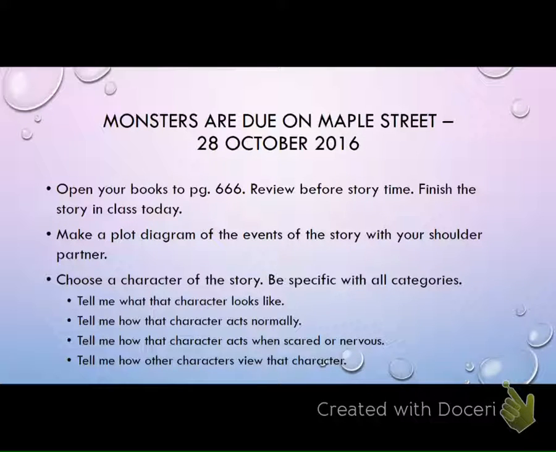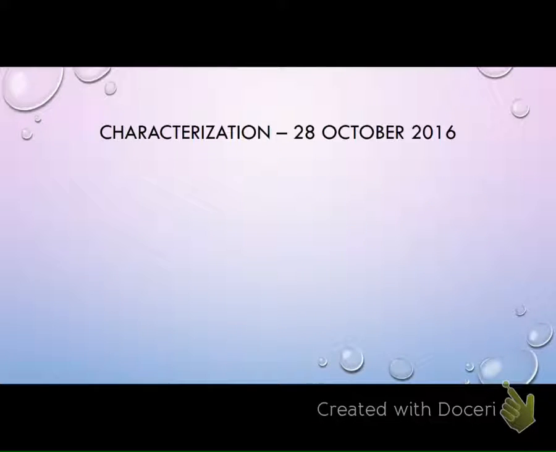Now the whole point of that, so let's say for example you're taking a look at Tommy. Well, Tommy, obviously he looks like a young boy. It says he has spectacles, says that he's 14 years old, so that's what he looks like. The other ones you would have to answer as well. This all ties into something called characterization, which is how you get to know the characters in a book.